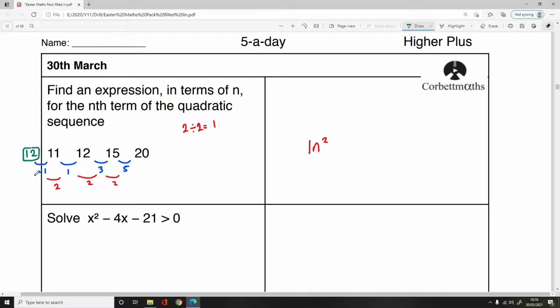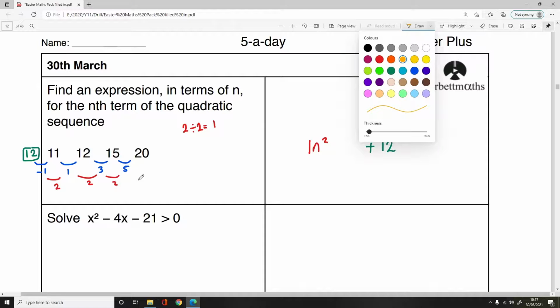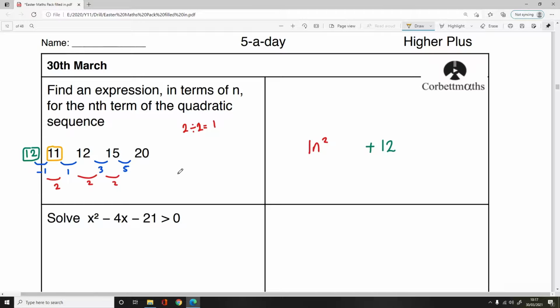Because we had to subtract 1 to go to 11. Just be careful on how your signs work out there. So we know this is going to be plus 12 at the end. And then the last bit of this is the middle bit, to get the first term using the numbers we've already got. So 11 is 1 plus 12 plus something.